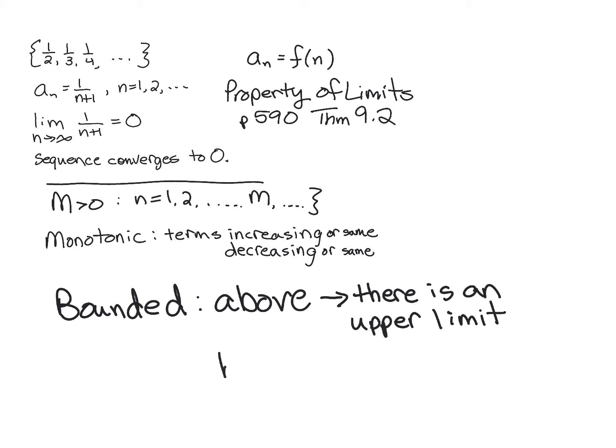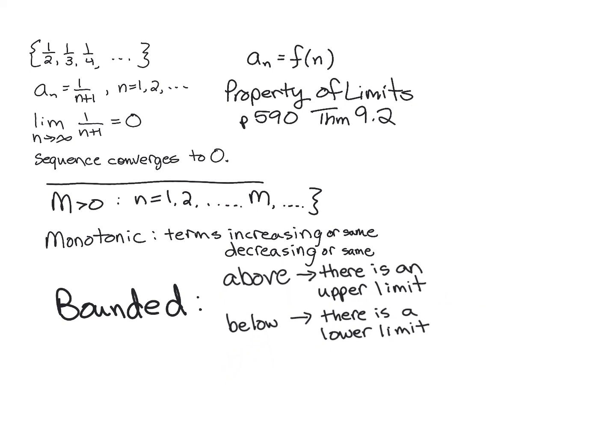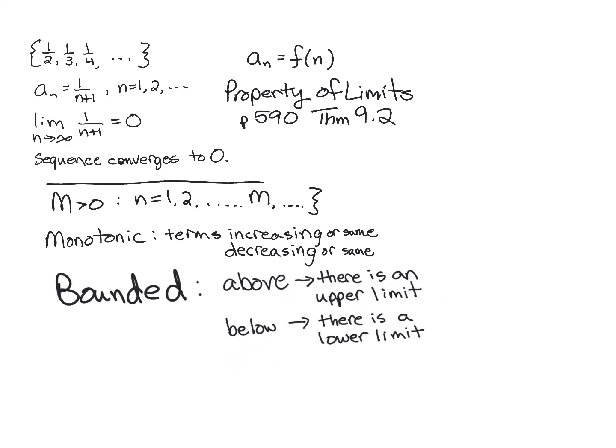If it's bounded below, there's a lower limit. May not be the best way to say it, but you know what I mean, right? So if a sequence is bounded and monotonic, then bounded, in other words, it's got a top or a bottom.